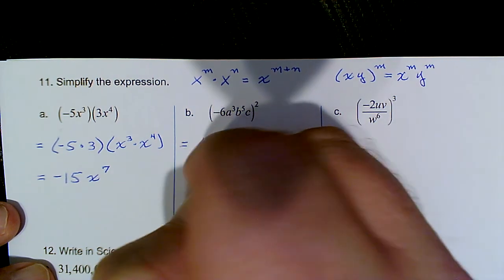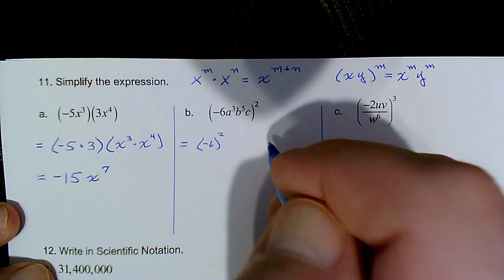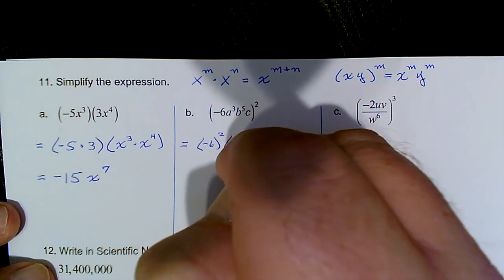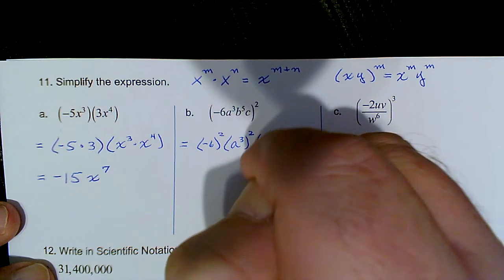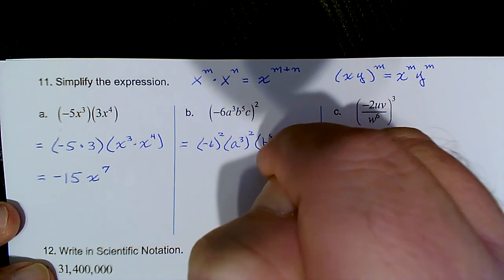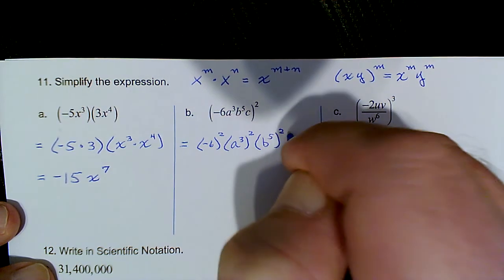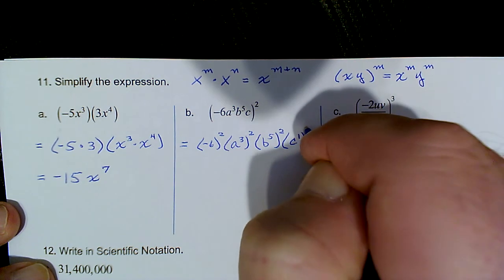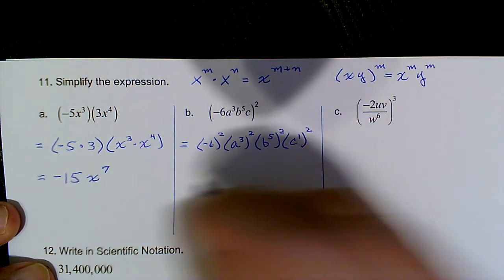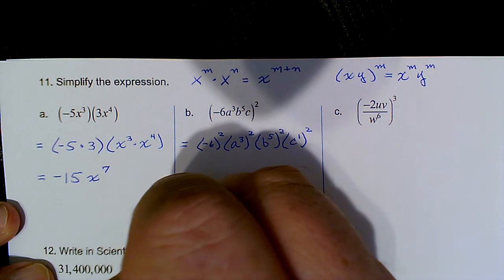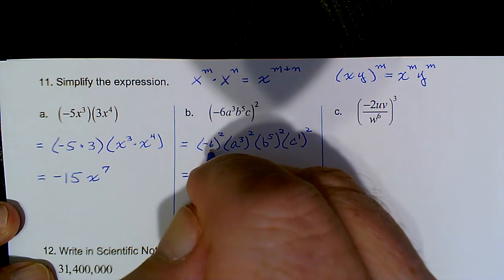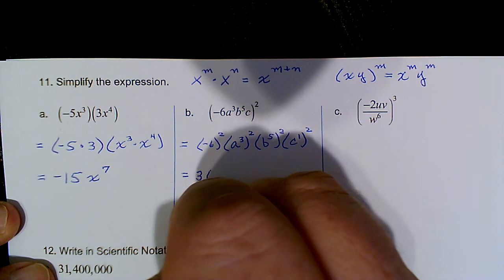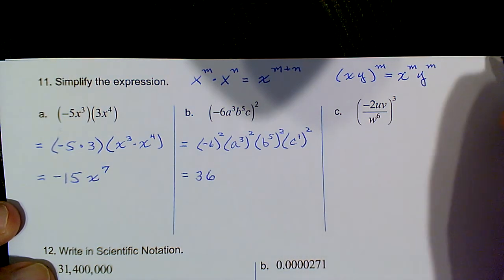So -6 gets squared, the a cubed gets squared, the b to the 5th gets squared, and the c gets squared. And it's understood that's c to the 1st. If you want to slide the 1 in there, that's fine. Now at that point, to evaluate the coefficient, -6 squared is -6 times -6, which gives us positive 36.